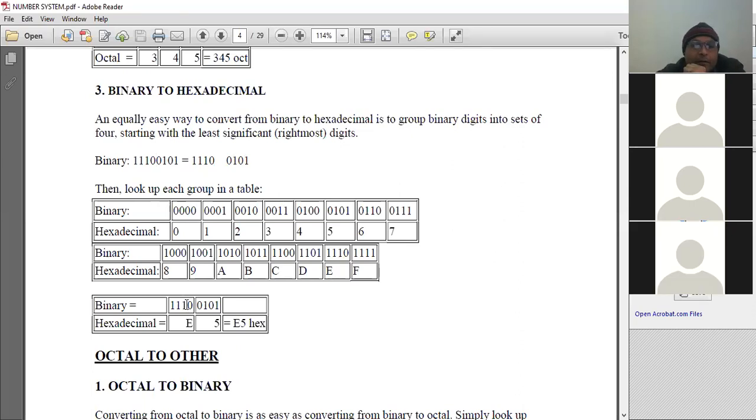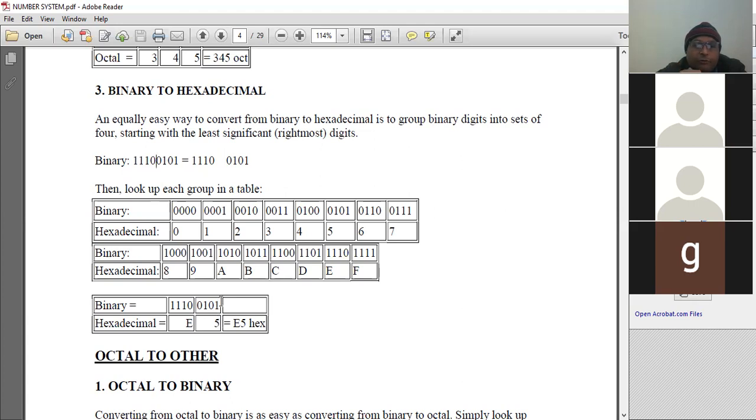So how much is 1 into 2 raised to 1? 2. 1 into 2 raised to 2? 4. 1 into 2 raised to 3? 8. So 8 plus 4 is 12, and 12 plus 2 is 14. And how do we represent 14 in hexadecimal? E. 10 is A, 11 is B, 12 is C, 13 is D, 14 is E. So E. And convert 0101 also.